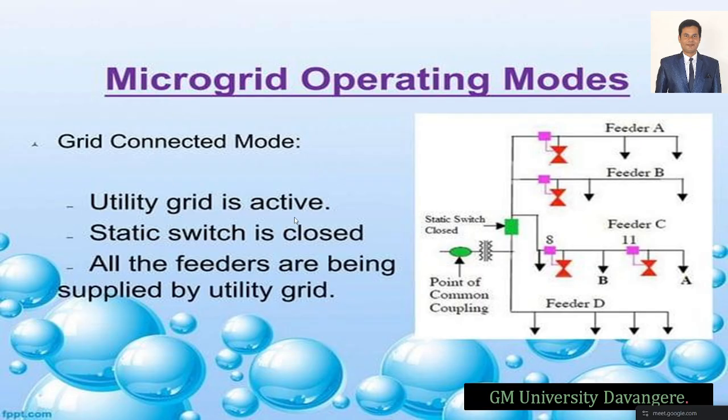So if you see the utility grid is active, then when the static switch is closed, you can see now the switch is closed.